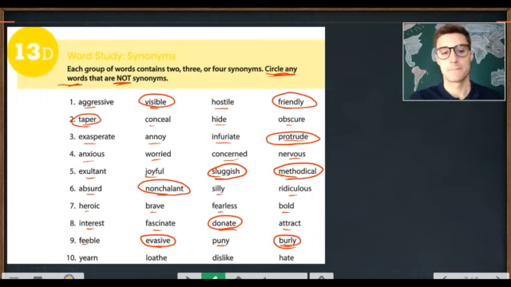Number 10. Yearn, loathe, dislike, hate. Which one is not a synonym? It's yearn. Yearn is if you really want something, you crave for it. But to loathe is to dislike, and to dislike is to hate. So they are synonyms.